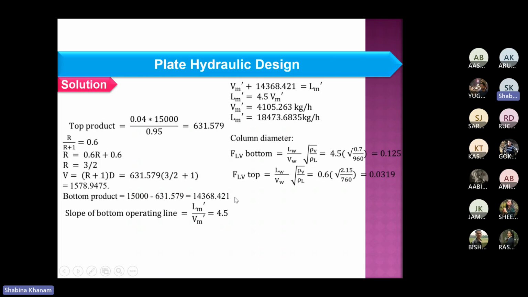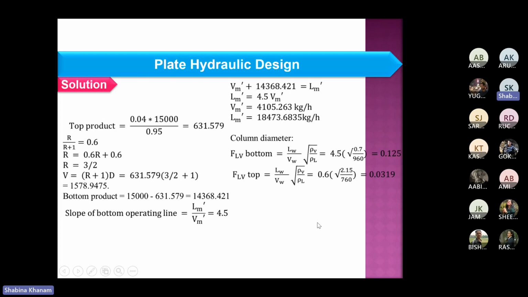Okay, so from this distillate, we can find out capital V 1578.9. Bottom product you can find by simple making the mass balance, and slope of bottom operating line 4.58 is given. Making energy balance, you can find out Vm prime and Lm prime. Okay, all these are maximum values. And once I'm having these flow rates, we can start the column diameter calculation. And here again, we need to consider top and bottom both. Okay, not the bottom only. So all these slopes and parameters are given.